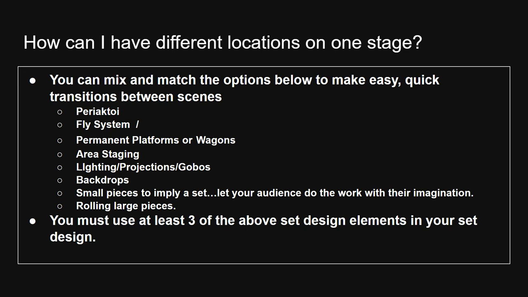So there's lots of different elements or set piece options that you can use when designing a set, and these are just a few of them, the main ones that we will be focusing on for the project. So you can mix and match the options to make quick and easy transitions between scenes. Periactoi, fly system, permanent platforms or wagons, area staging, lighting, projections, gobos, backdrops, or small pieces to imply a set and let your audience do the work, rolling large set pieces, and there are many, many more, but these are the ones we're going to focus on.